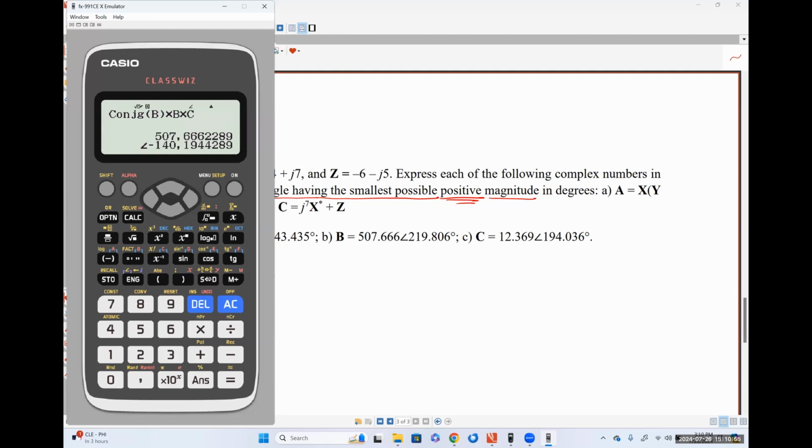Once again, I would just add 360 degrees to that -140. And I can facilitate that easily by pressing the option button. The argument of my answer plus 360 is 219.806 degrees, which is what I'm looking for. I'll leave part C for you guys, but if you have any questions or issues with your calculators, please let me know and I'll tell you how to sort it out.